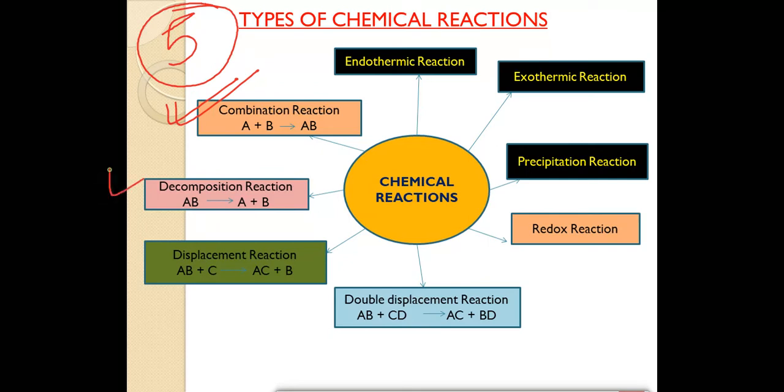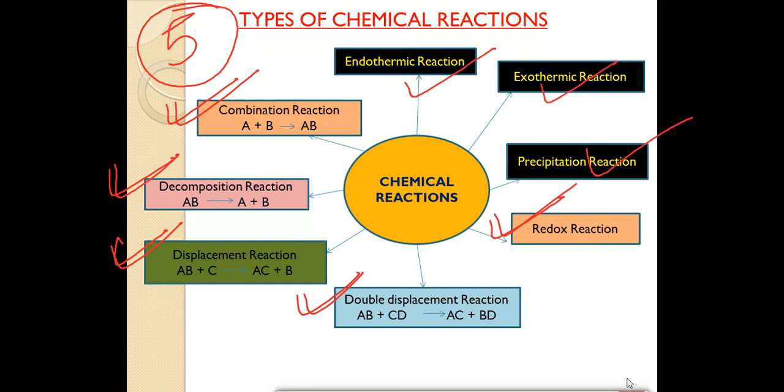The second is decomposition reaction. Third is displacement reaction. Fourth is double displacement reaction, and the fifth type is redox reaction. These are the 5 important types of chemical reactions which we have to read in this chapter. Apart from that, we have to read something in between about endothermic reaction, exothermic reaction, and precipitation reaction.